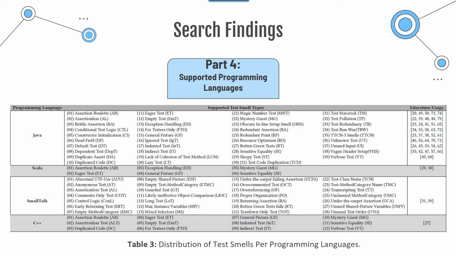To characterize these tools, we also looked at the supported programming languages, specifically Java, Scala, Smalltalk, and C++. From this set, Java is the most popular programming language for test-smell support, supporting 39 smell types, followed by Smalltalk with 28 smell types, and we also see the publication adoption in our dataset for analyzing these types of smells.